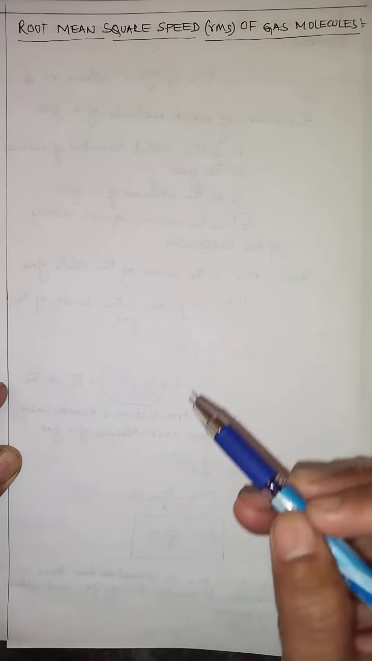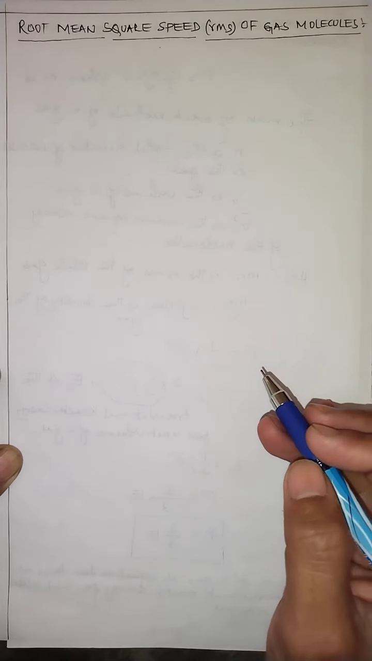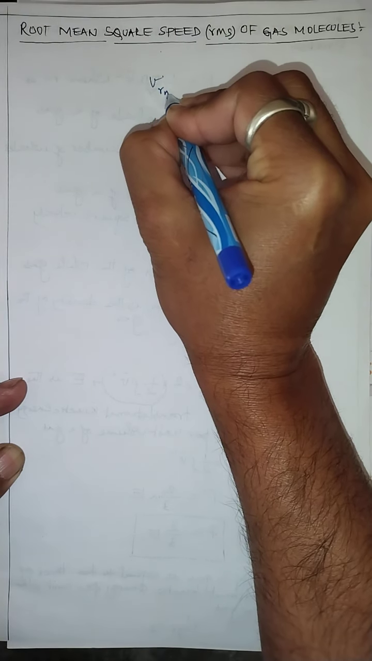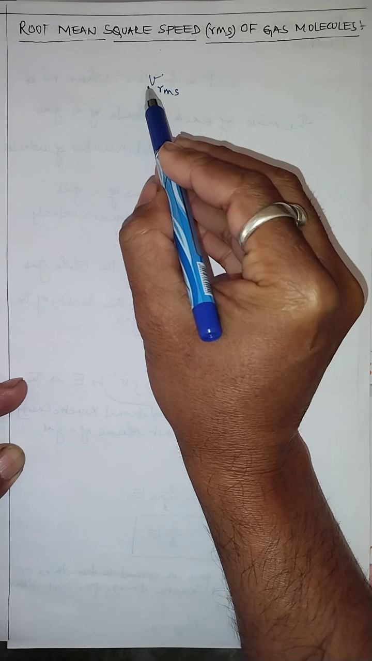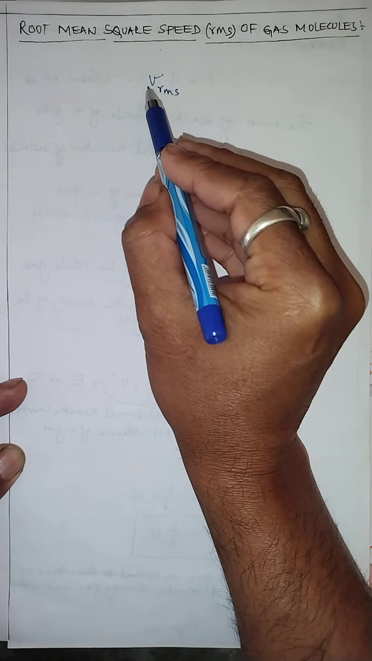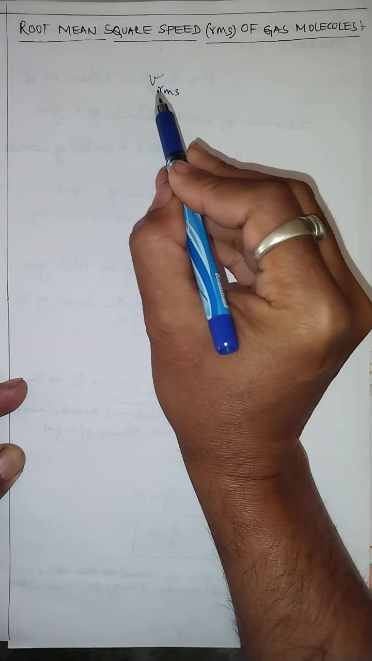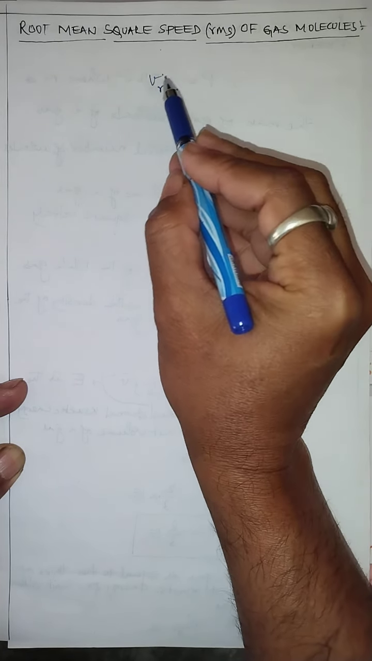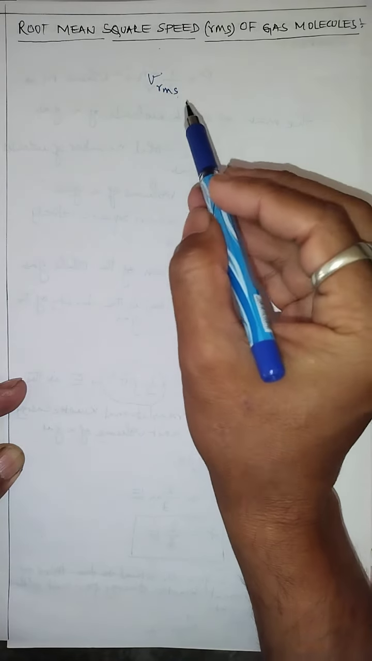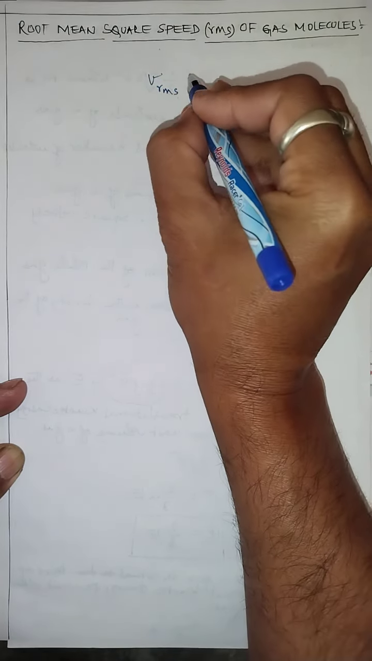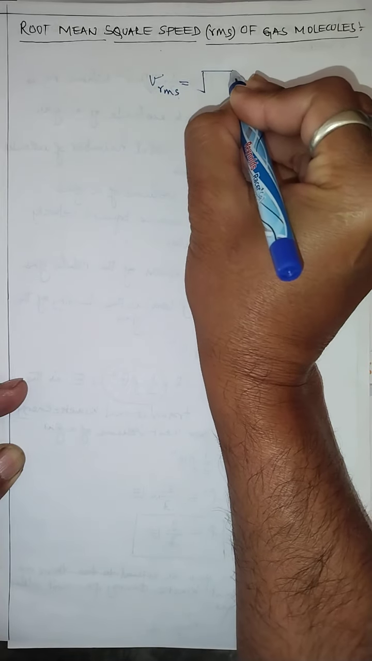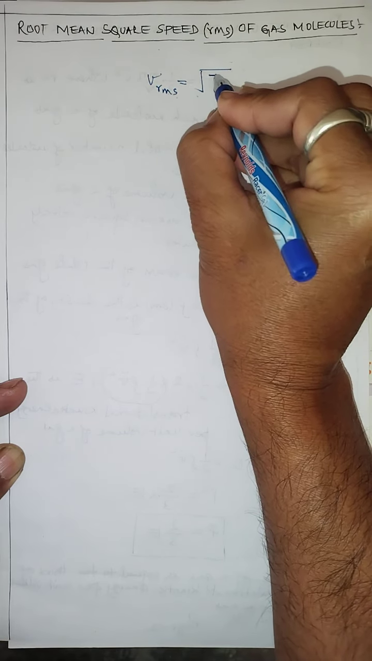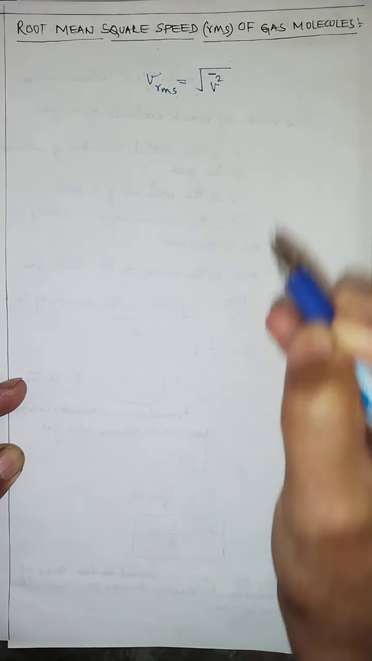Root means the square root. So this root mean square speed of the gas can be marked by the letter v RMS, where v is the symbol of speed or velocity. So RMS means root mean square speed. v RMS can be written as equal to the square root of the mean, the bar, of the square velocity of the gas or speed of the gas.